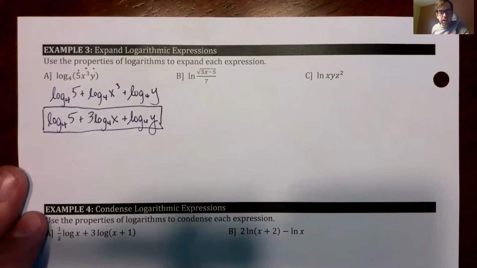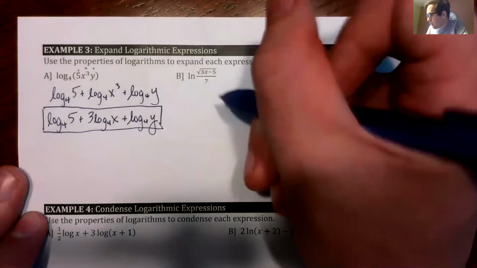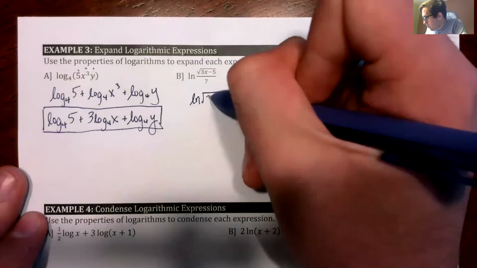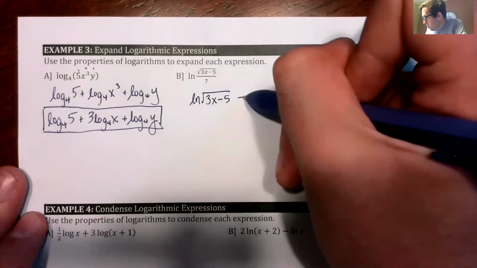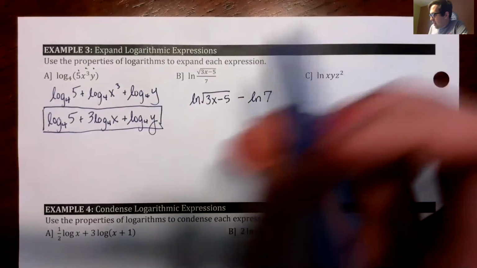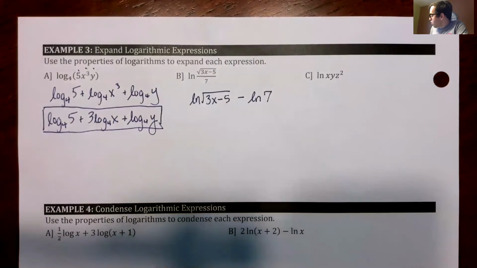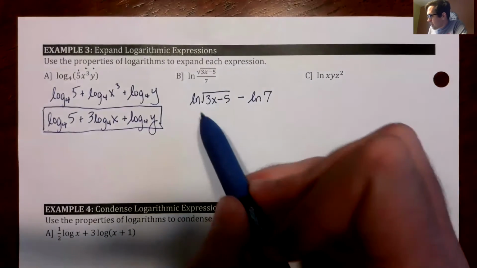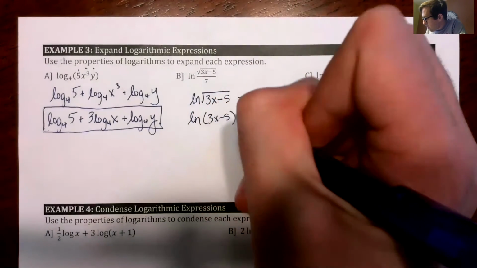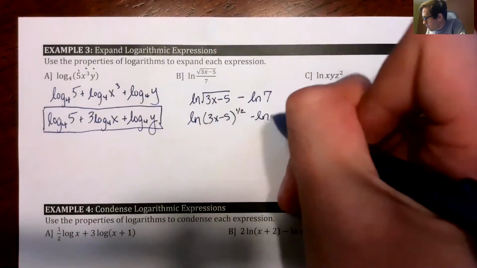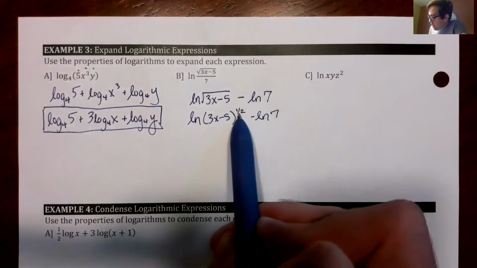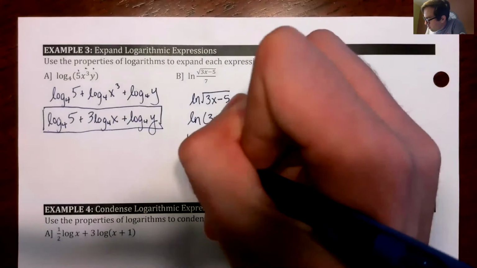Okay, let's try letter B. The first thing I'm going to try to do is separate this, and I'm going to separate because of the division into the natural log of the square root of 3x minus 5 minus the natural log of 7. Now, according to my rules, radicals must be written as exponents. So I'm going to change this square root to 3x minus 5 to the 1/2 power. The other rule said exponents must be written as coefficients. So now that I have a new exponent, I'm going to need to write it as a coefficient in front of the natural log.